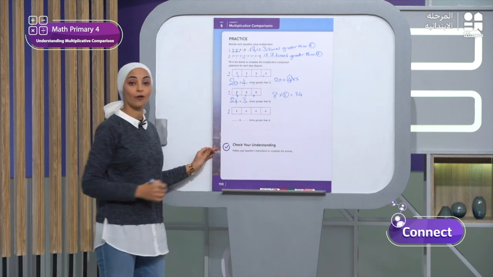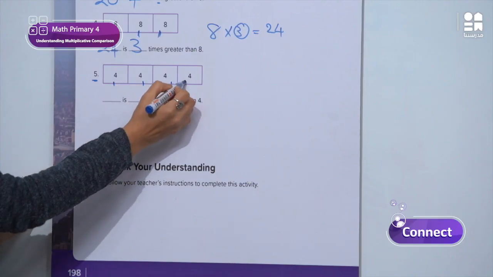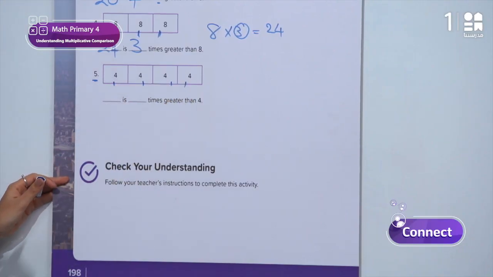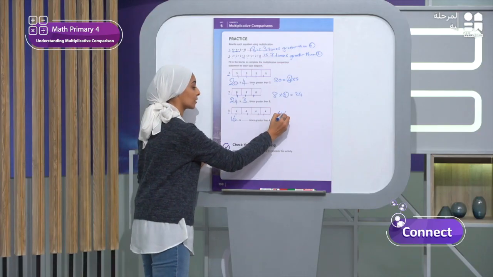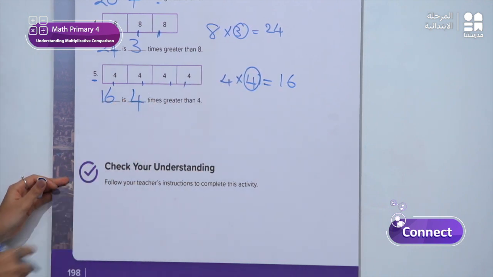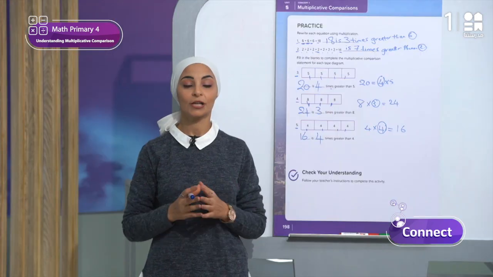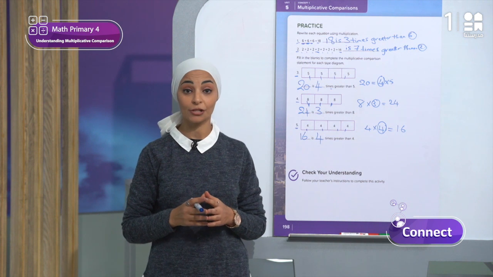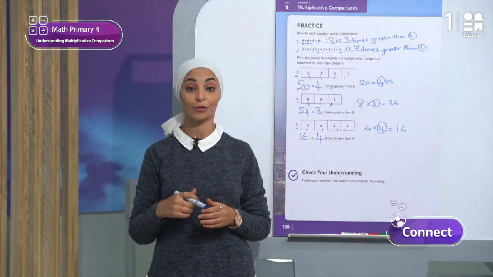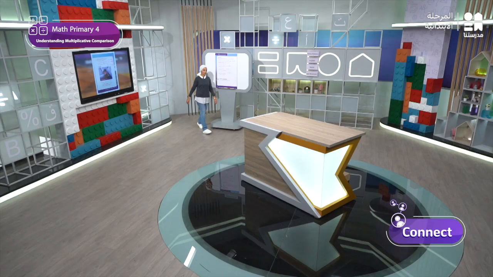Here in problem number 5, I will add 4 four times. That means 4 plus 4 plus 4 plus 4 equals what? Yes, of course, it is 16. Now, 16 is how many times greater than 4? Don't we know that 4 times 4 gives me 16? That's why 16 is 4 times greater than 4. And now, thus, we have finished and used our knowledge of the multiplication facts we studied in primary 3. And now I hope you understand this practice very well. Okay?